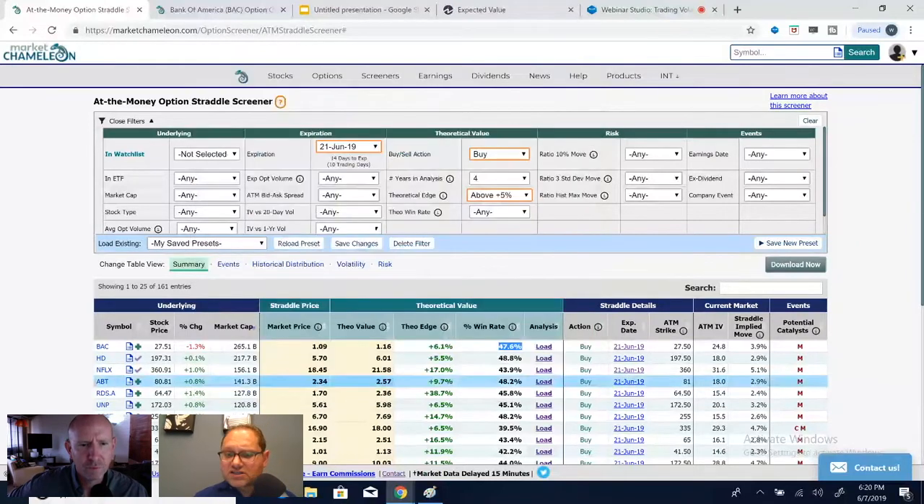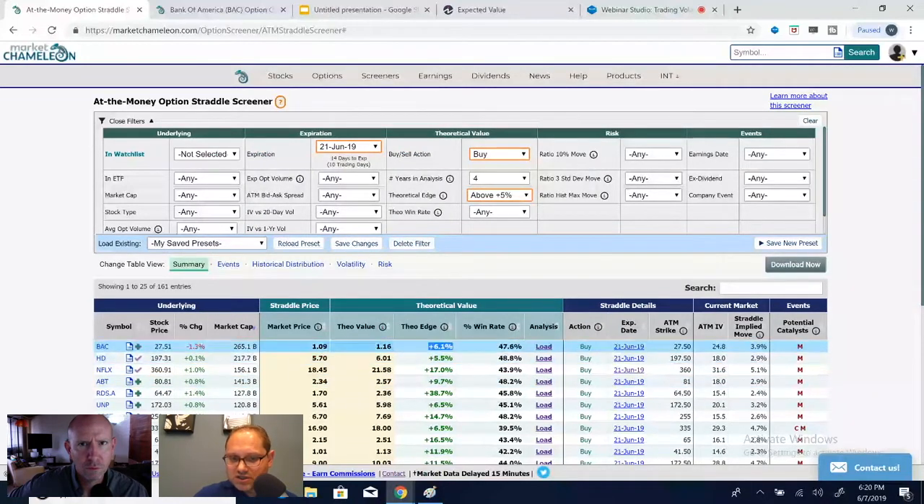Okay. So that's the theoretical value. The theoretical edge is basically taking the difference, right? You're buying below, and what you risk is $1.09. So that would be a 6.1% edge. Does that make sense? So far to everybody?